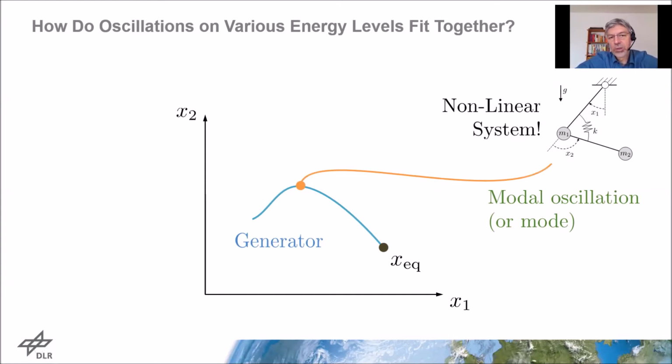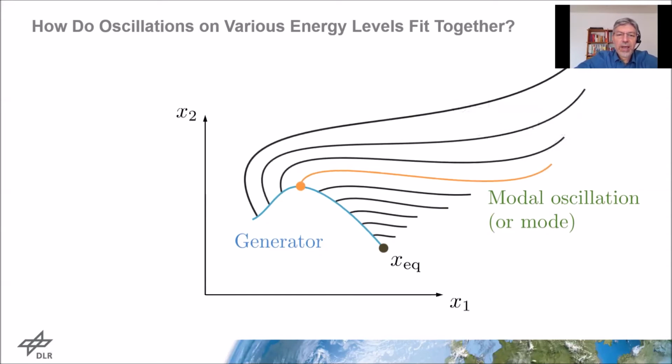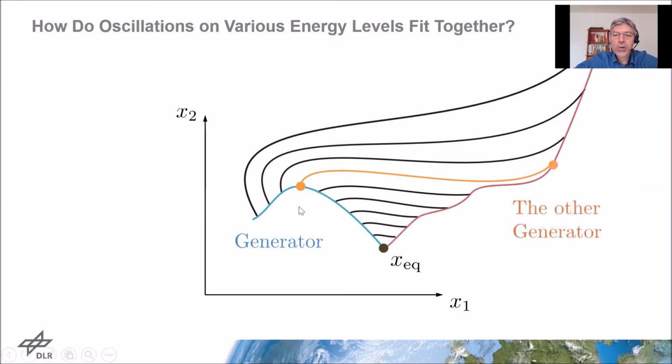And you can design algorithms to numerically find these trajectories. And of course, for low energies, you will get closer and closer to the equilibrium point until, in the linearized case, you will turn into a linear mode. And if the energy increases, the trajectories will get longer and longer and more bent, right? Of course, this definition of the generator is not unique because you could take also the other end of the trajectory and get a second generator.